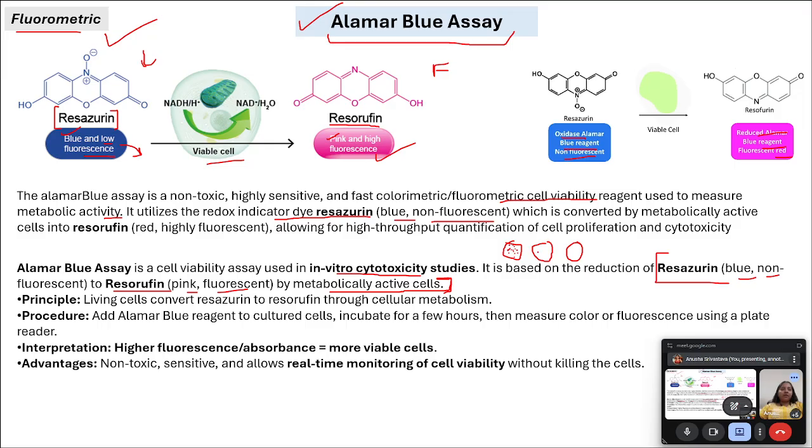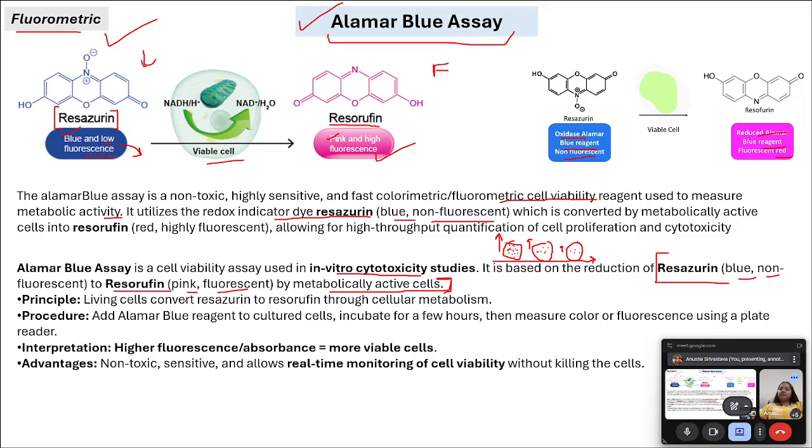Suppose this one has fewer live cells, and this one has the least number of live cells. So what do you expect if you are doing the Alamar blue assay? Since this one has the most live cells, it will convert most of the resazurin added to resorufin, which is pink in color and fluorescent. So the fluorescence intensity would be highest in this one, a little lower in this one, and least in this one, right? Based on this, you can compute your data. This is the basic principle on which it works.